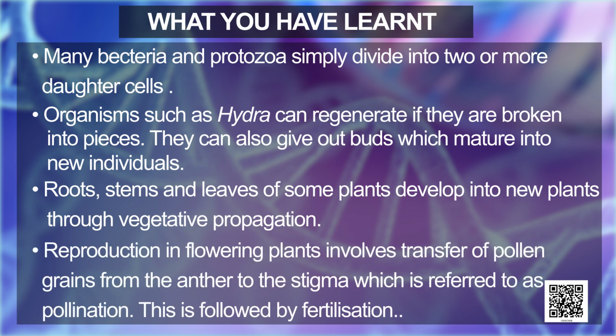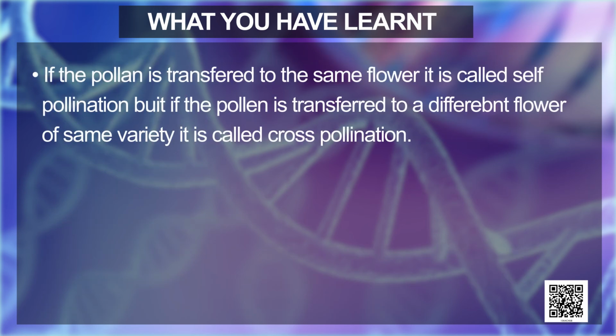Reproduction in flowering plants involves transfer of pollen grains from the anther to the stigma, which is referred to as pollination. This is followed by fertilization. If the pollen is transferred to the same flower, it is called self-pollination, but if the pollen is transferred to a different flower of same variety, it is called cross-pollination.